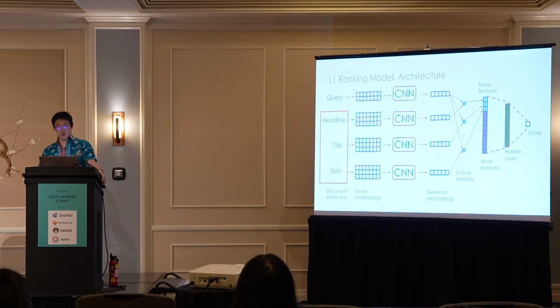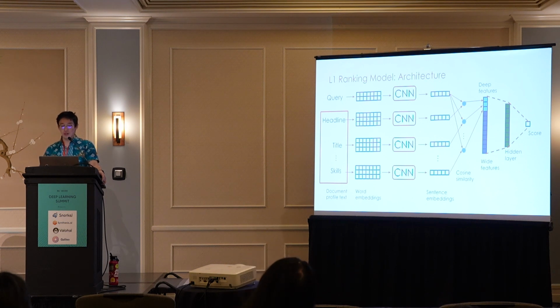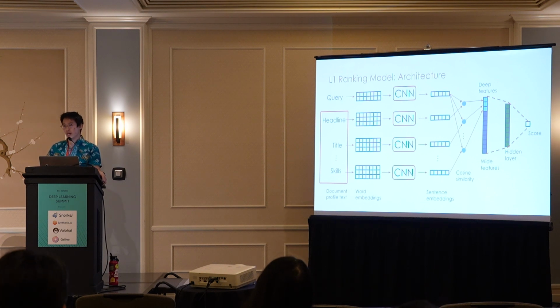So the idea is we have the query, we pass this query through some CNN type of embedding, and we also take profile texts from the document and produce embeddings for those as well. You can imagine that things like headline and title and skills in other fields may be predictive as to whether or not your query is relevant to the document. So we get embeddings for all of these. We compute a cosine similarity between these embeddings, and then we feed that as an input to a multi-layer perceptron.